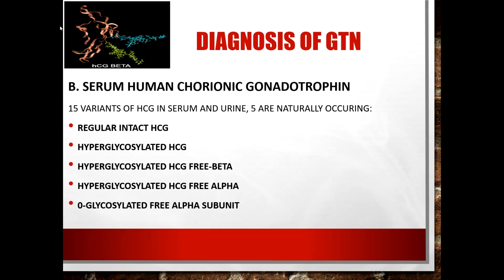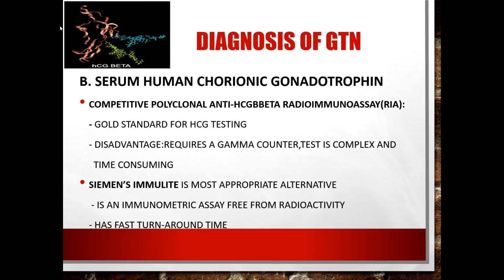So how do we test beta-HCG? We make use of the competitive polyclonal anti-HCG beta radioimmunoassay, which is the gold standard for HCG testing. However, its disadvantage is that it requires a gamma counter, and the test is complex and time-consuming. Nowadays, the most appropriate alternative test for beta-HCG is by using the Siemens Immulite. This is an immunometric assay free from radioactivity, and it has a fast turnaround time.